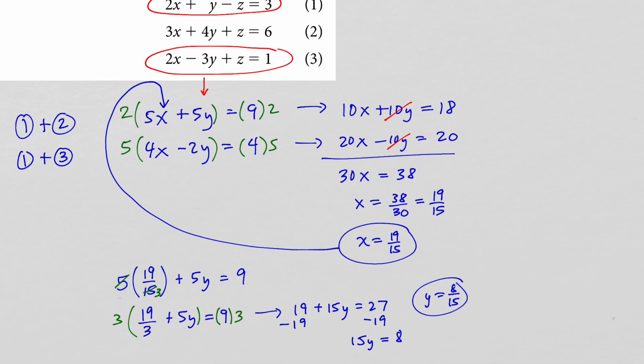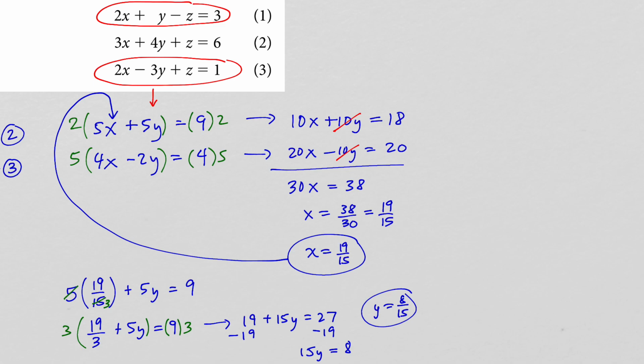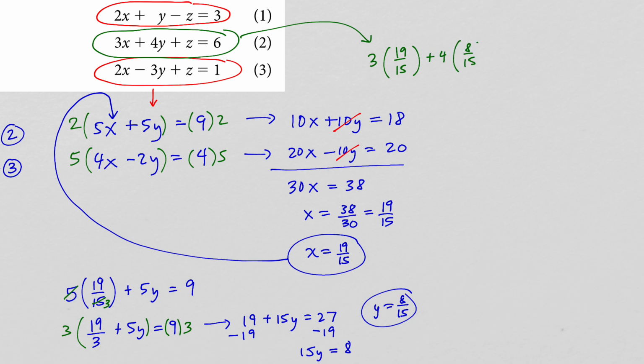And then finally, we need to solve for the z variable. And to do that, I will plug it into, doesn't really matter, I'll plug it into the second equation here. So in that second equation, we're going to have 3 times x, which is 19 over 15, plus 4 times y, which is 8 over 15, plus z equals 6. This gives us 19 over 5, right? We get cancellation here. And then we have plus 32 over 15 plus z is equal to 6.